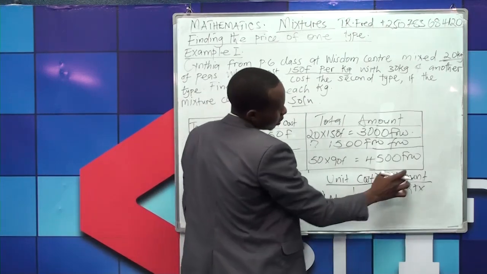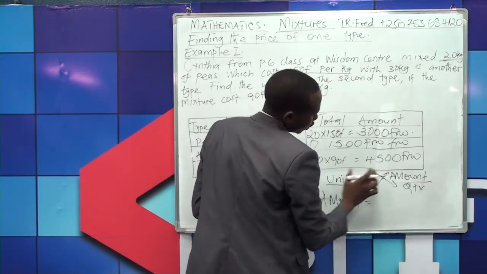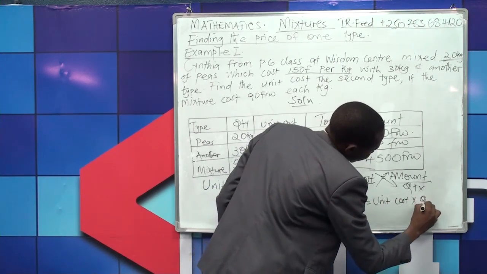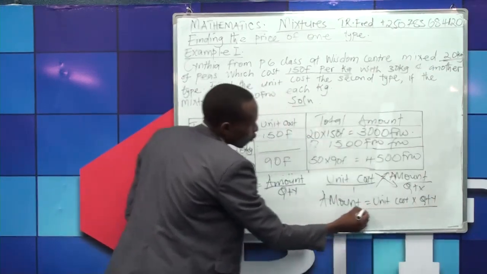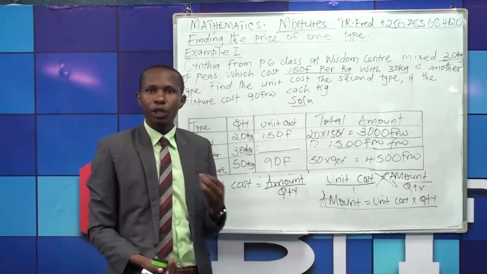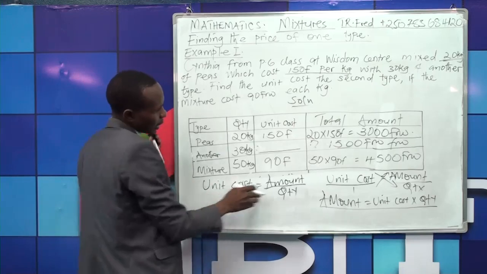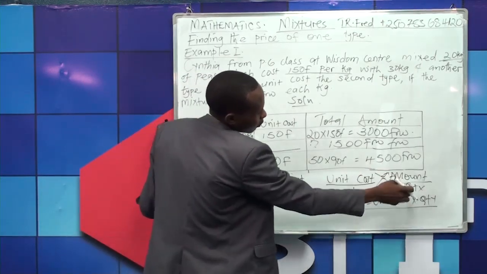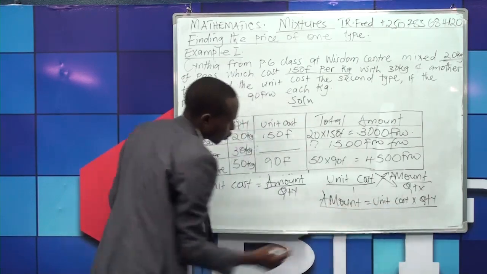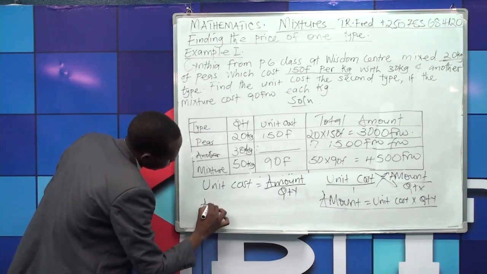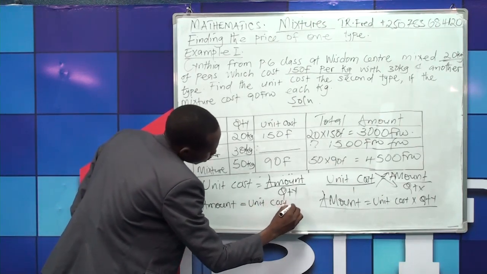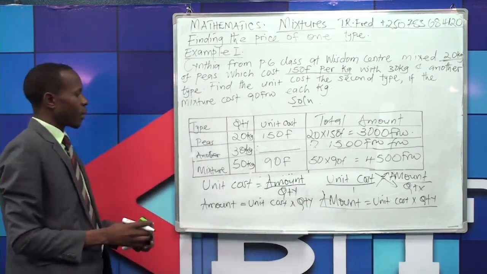unit cost times quantity. This is how we come out with the formula of finding amount. Once you have the unit cost method, it is enough for you to be in a position to find anything they ask. So we shall use the same method, just like they have done here. Unit cost will be equal to amount over quantity. Now when they want amount, we just make this the subject, and we shall come out with amount is equal to unit cost times quantity. That is how we come out with amount.